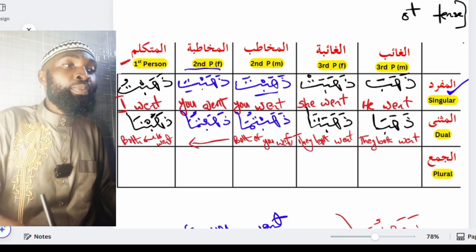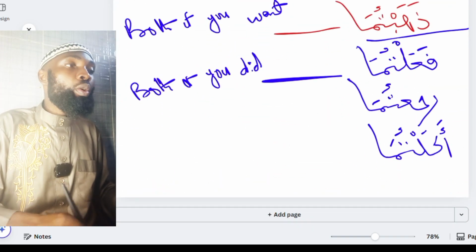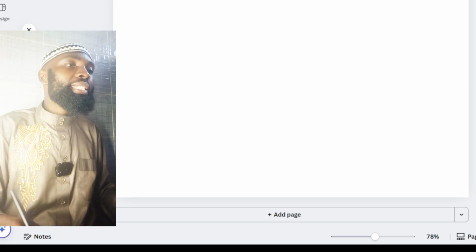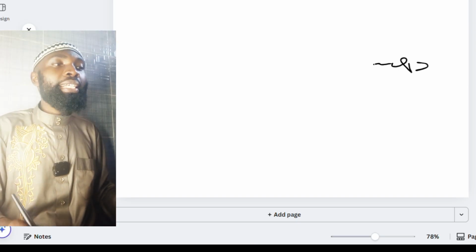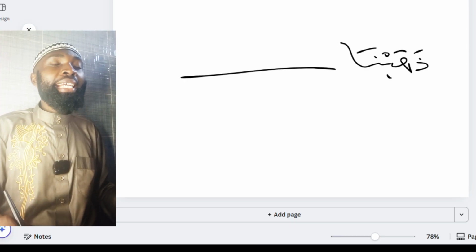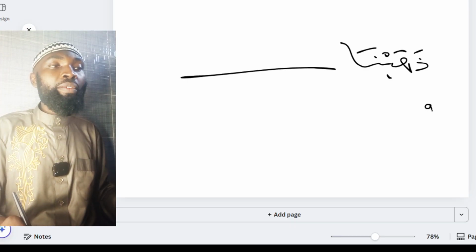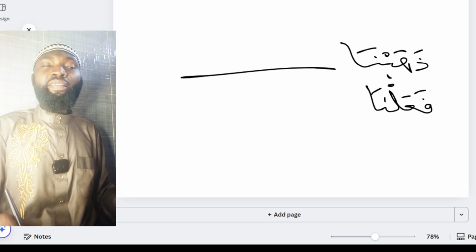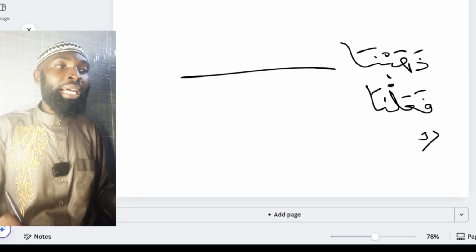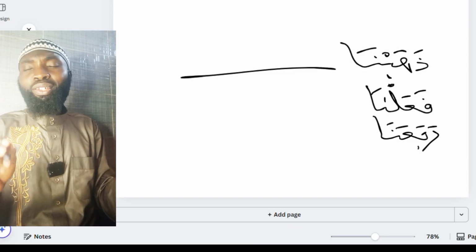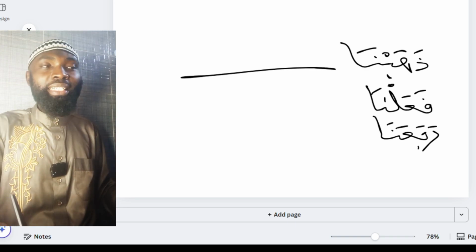So if this word was to come from other words like the word fa'ala, it is the same way of forming it. If we said dhahabna, it means we went or both of us went. The same way, if it was fa'ala, it would be fa'alna, which means we did or both of us did. If it is raja'a, it would be raja'na, both of us returned. So all you need to do is to add na to the word that is coming.